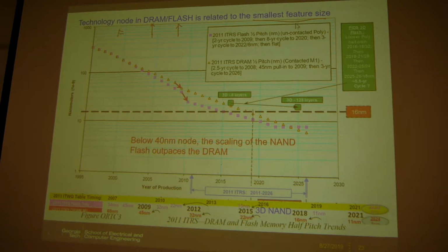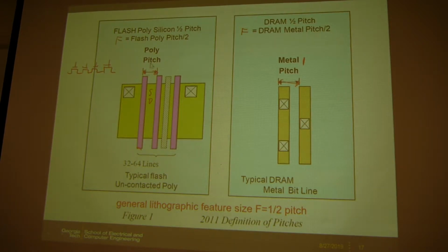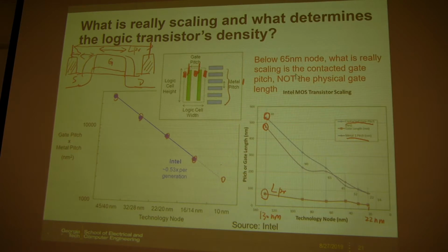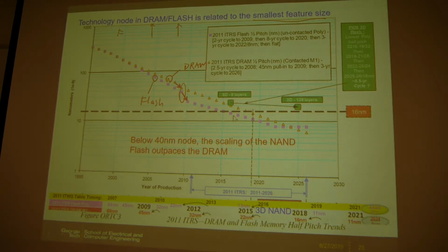So for DRAM and flash, F really means the smallest feature size. For example, as we defined earlier, in this layout, F really means the half pitch of this metal, let's say the gate or the metal one. If you look at the scaling of DRAM and flash, I think the pink one is the flash, and this one is DRAM. Below 40 nanometer, around here, the flash outpaces the DRAM scaling. So today, flash is the smallest device.